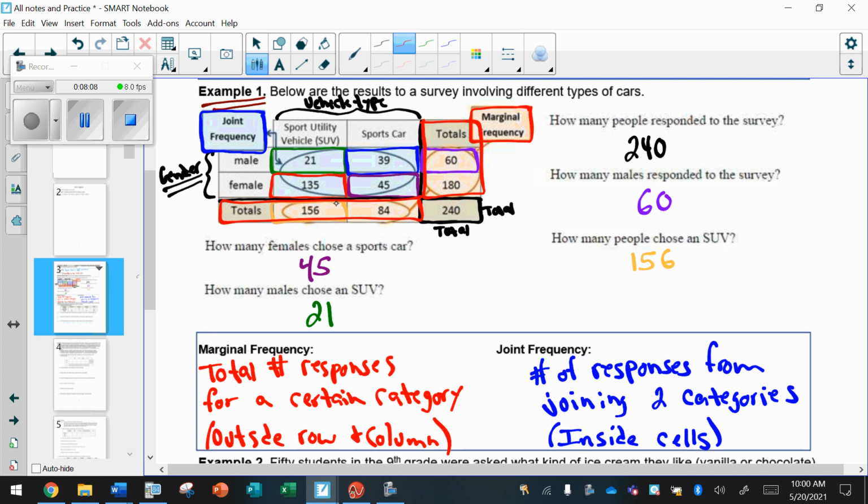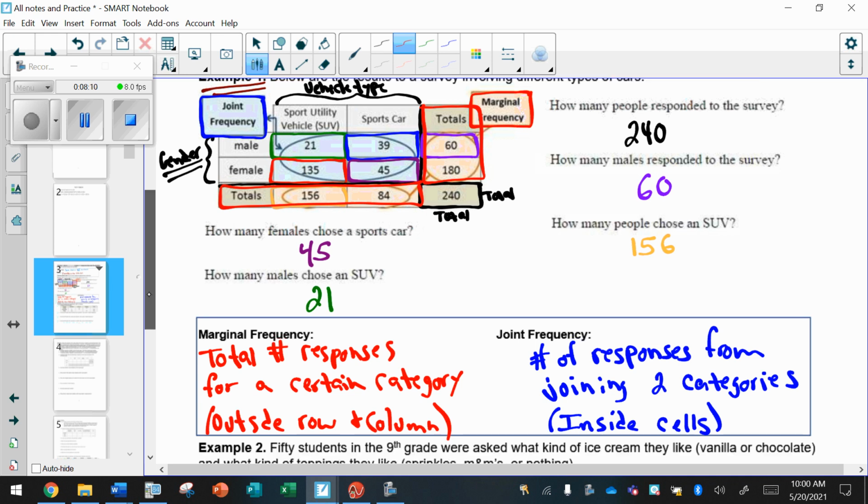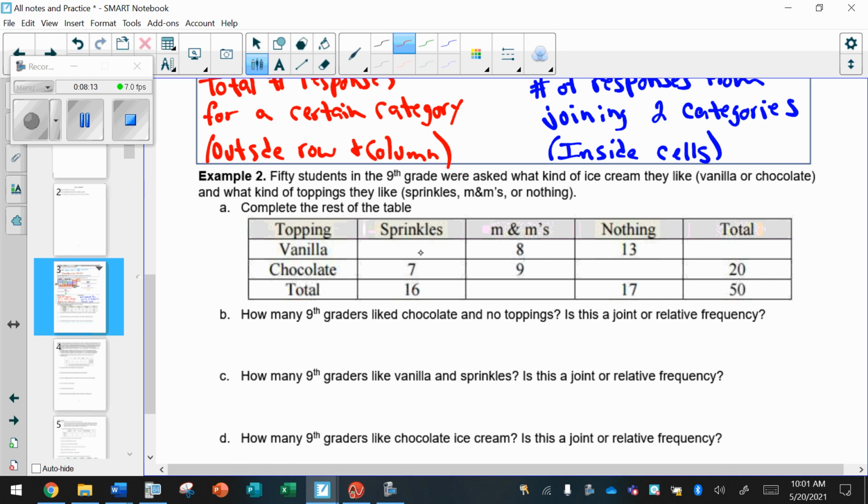Okay, so if you're ready, go ahead and see what you can do to fill in all the missing blanks about these 50 students in the 9th grade that were asked what kind of ice cream they like, vanilla or chocolate, and what kind of toppings they like, sprinkles, M&Ms, or nothing. So complete the table. Now, one thing that I like to do is trace over the borderline between the marginal and joint frequencies, separating the totals from my other numbers. It helps me visually keep separate which ones are totals and which ones are part of my data set.